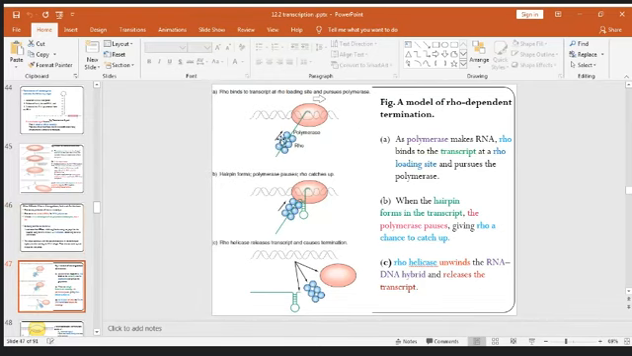Rho protein should undergo a movement from 5' to 3' direction, because it has an ATPase activity. It gets energy from the ATP. So rho binds to the transcript at the rho loading site and pursues the polymerase.